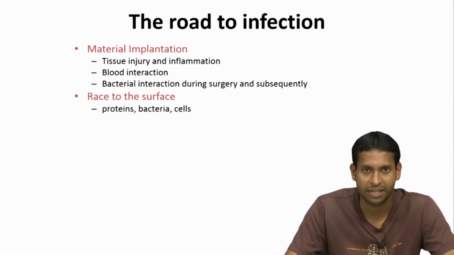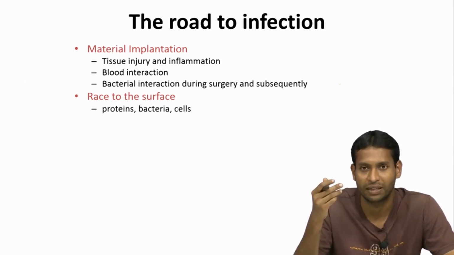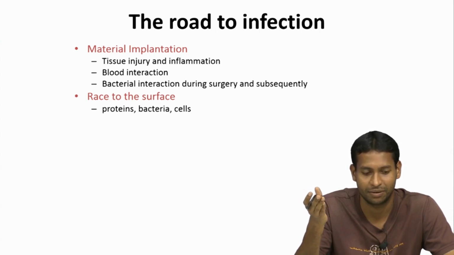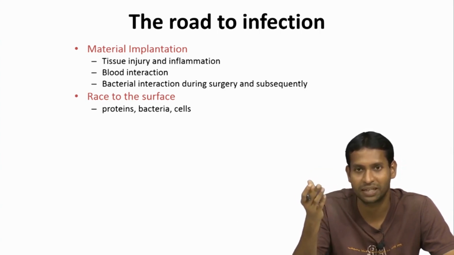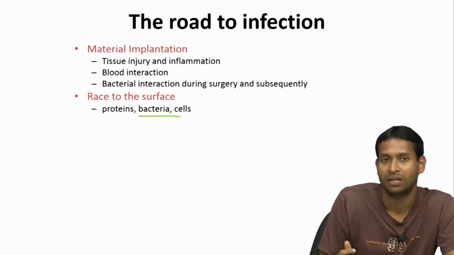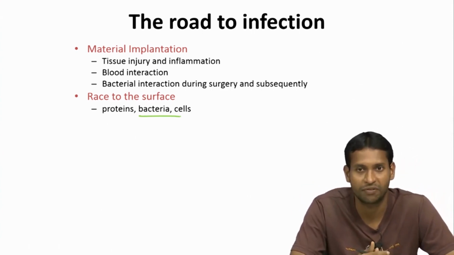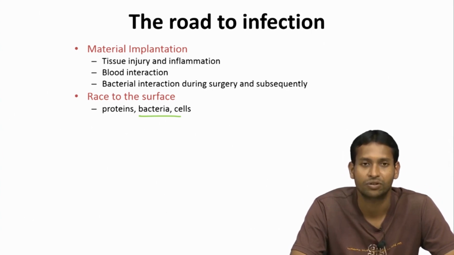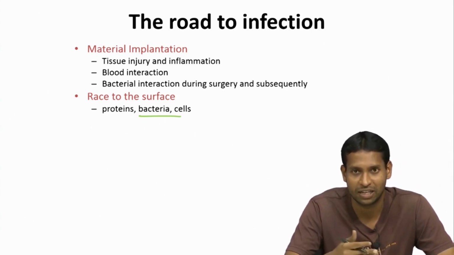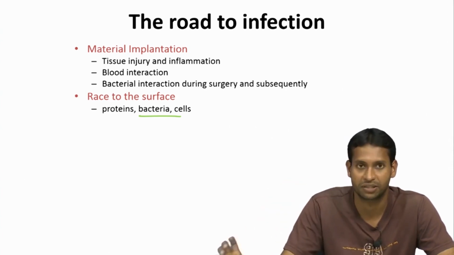And then it essentially becomes a race to the surface. Earlier I talked to you about how a new material that is put in first gets protein, then the mammalian cells come to that area, but now we have another player here, which is bacteria. So, now these three components are racing to get to the surface first and colonize it. Whoever wins that race will have major advantages in repelling anything else that comes in afterwards.